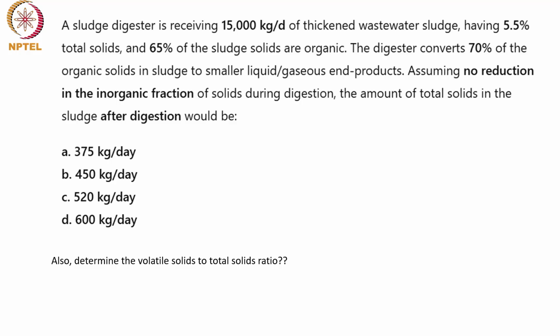One interesting thing is that your volatile solids to total solids ratio is getting reduced in the process because your volatile solids are consumed in the digestion process. So from 65% it is reduced to 0.3575 after digestion. This can be an interesting observation. So that's all with this problem. Now let's move to the next problem.